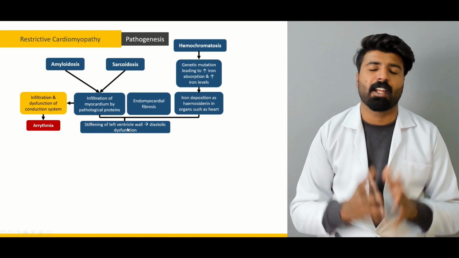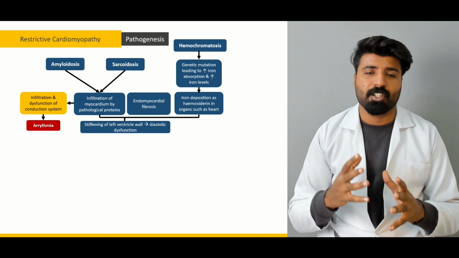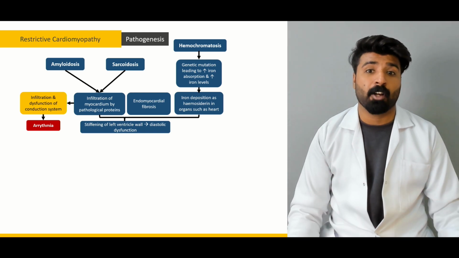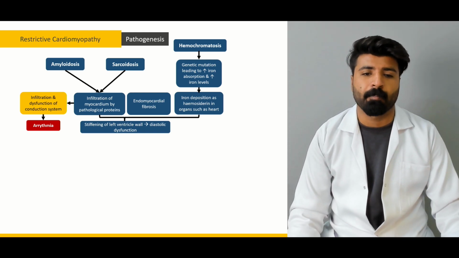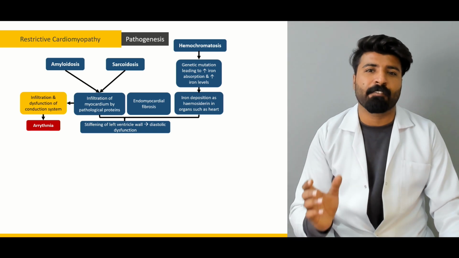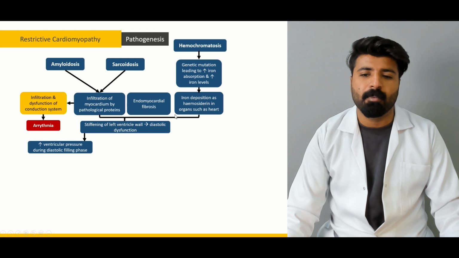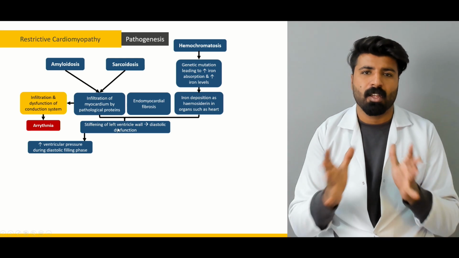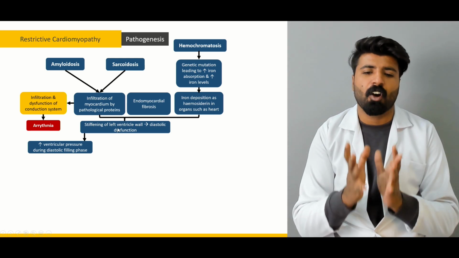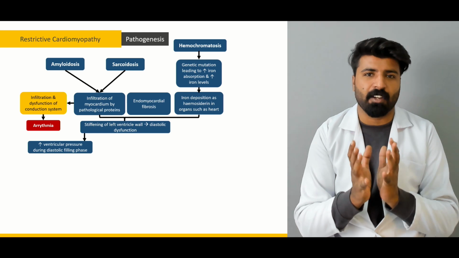When the wall of the left ventricle, which is made up of myocardial cells, or myocardium, gets affected by pathological protein infiltration, by fibrosis of the endomyocardium, or by deposition of iron, all of this will lead to left ventricular thickening. All of this will lead to left ventricular stiffening.